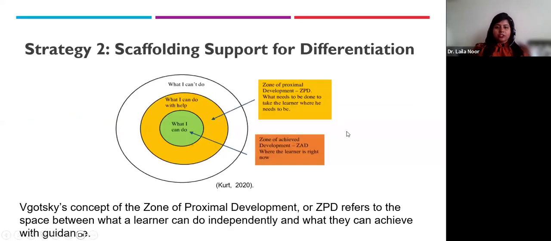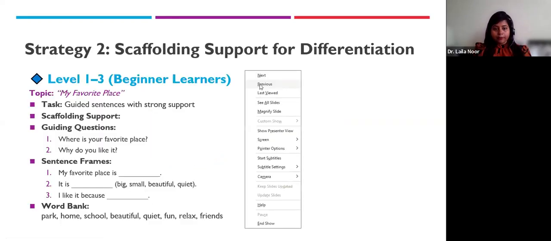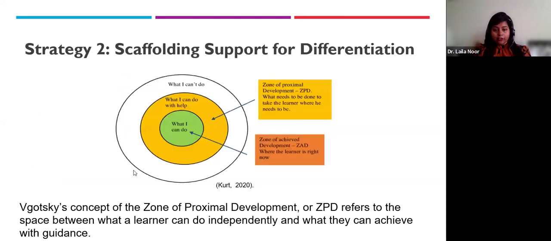Okay, so now let's go to our second strategy, that is scaffolding support for differentiation. We know that according to Vygotsky's zone of proximal development, scaffolding support means what the learners can do on their own and what they can do with the help of guidance from a more knowledgeable one. Some things learners can do by themselves, but learners cannot do everything individually. They need support from a more knowledgeable person, that could be the teacher or their peer, and what they can do with the help of a more knowledgeable person. So that is what we know about Vygotsky's zone of proximal development.